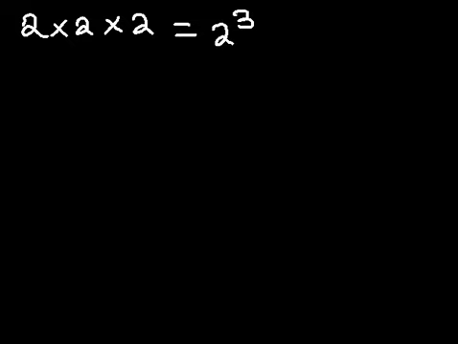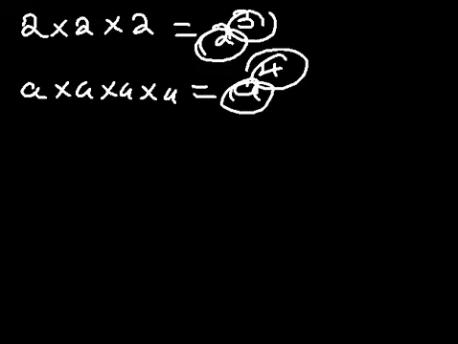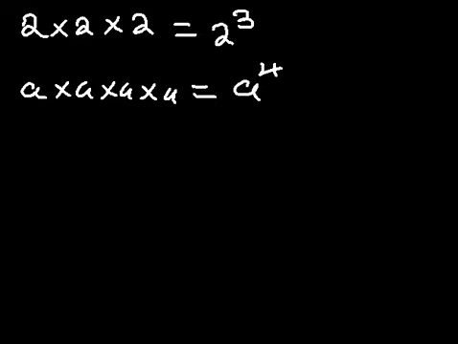And we can also have, let's say, a times a times a times a. In this case, this is the same as a to the power 4. So what is a, as well as what is 4? What is 2, as well as what is 3? For that case, a is said to be a base, and 4 is said to be a power or exponent, or can be said to be an index. So keep that in mind.